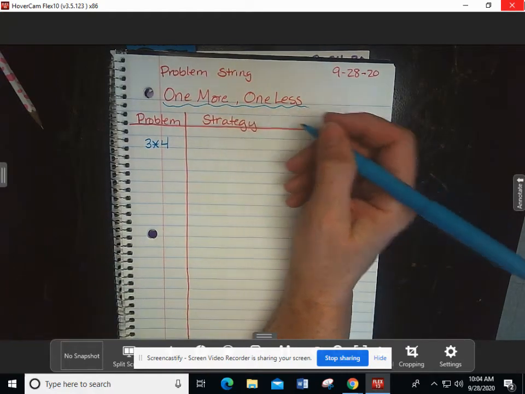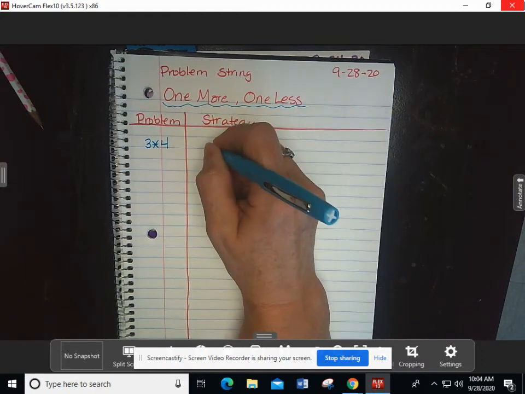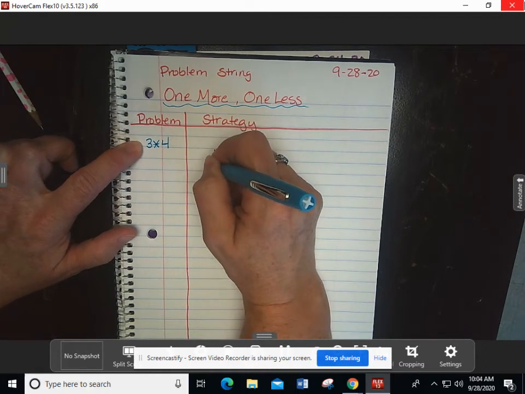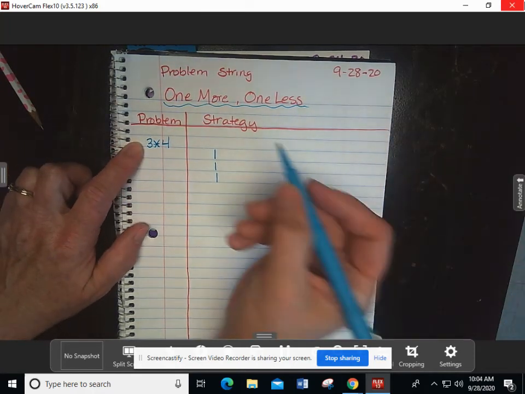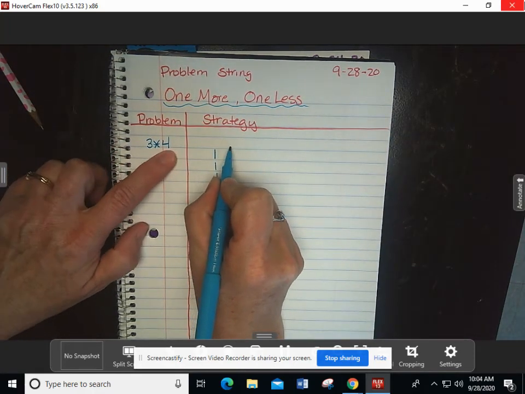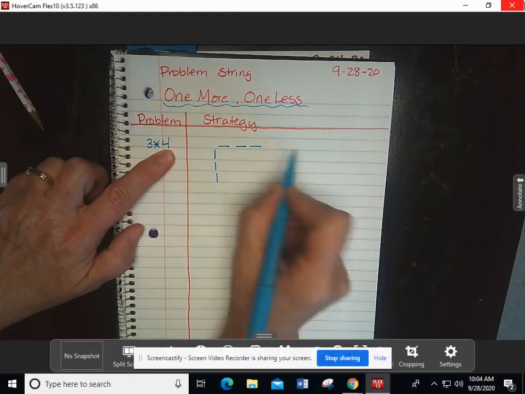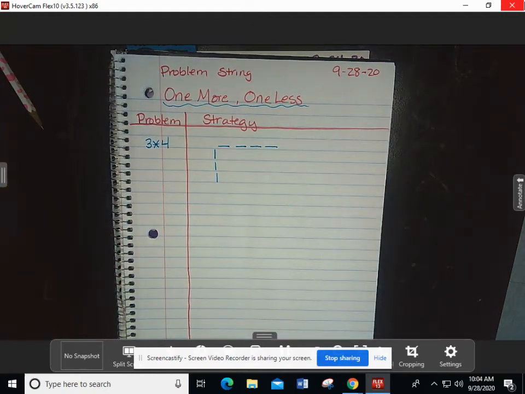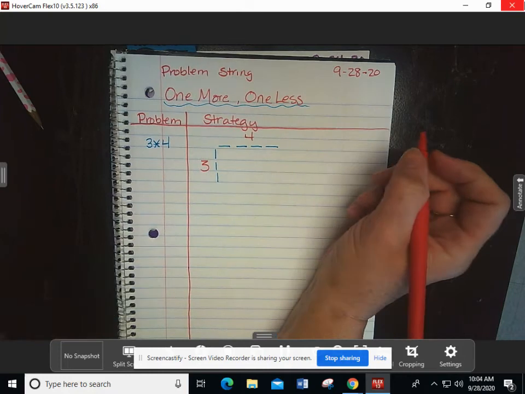So I'm going to start out. I want to give myself a space of 2 above here. So I'm going to think of this 3 times 4. I'm going to go 3 lines down, but I'm going to make lines that aren't connected. So there's my 3. And I'm going to go above this and make 4 lines going across. 1, 2, 3, 4. My factors are 3 and 4.